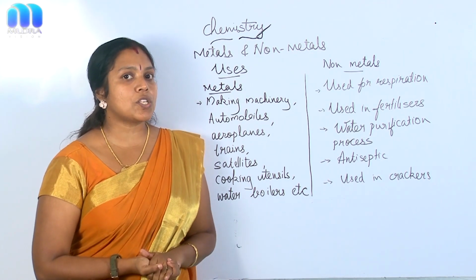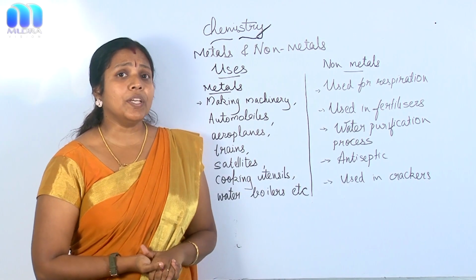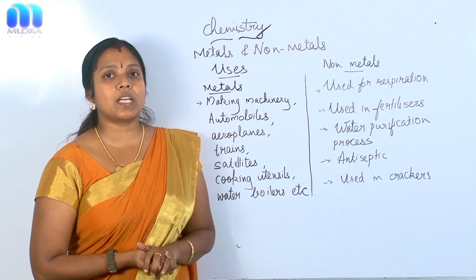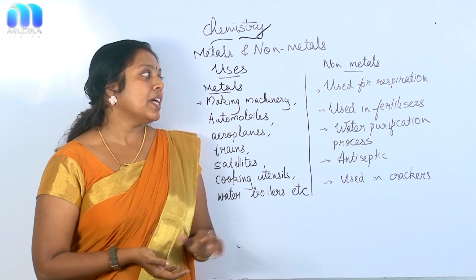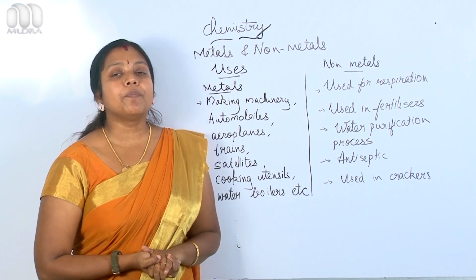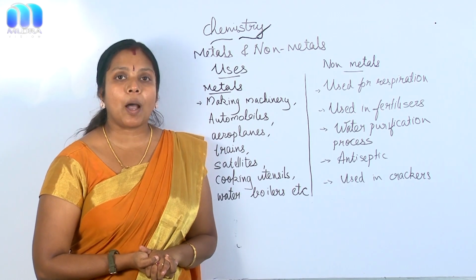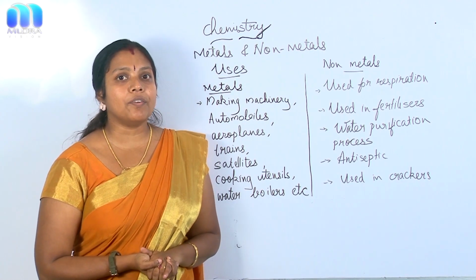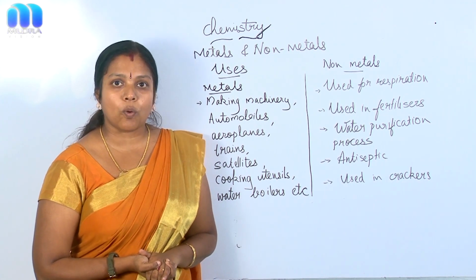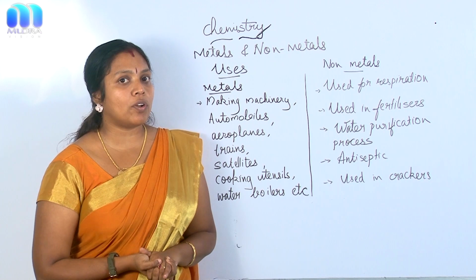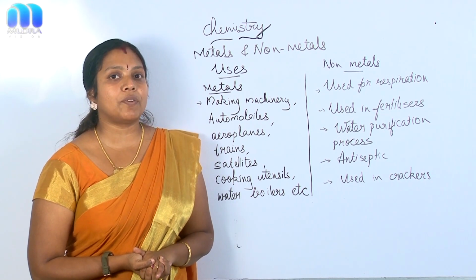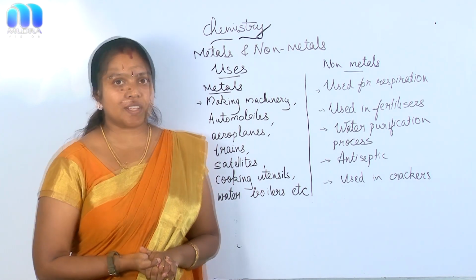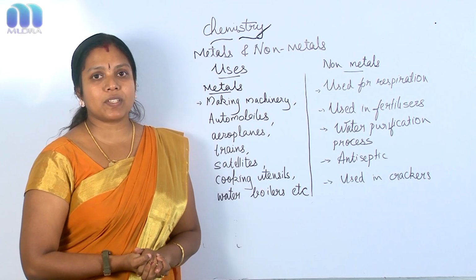Once more, uses of non-metals. First one, we use non-metal for respiration, example human beings inhale oxygen for breathing purposes. Second one, we use non-metal in fertilizer, example ammonia. Third one, water purification process, example chlorine we add to kill the microorganisms present in the water. Then we use non-metal for antiseptic purpose, and example for that one is iodine, and the last one used in firecrackers, example phosphorus.